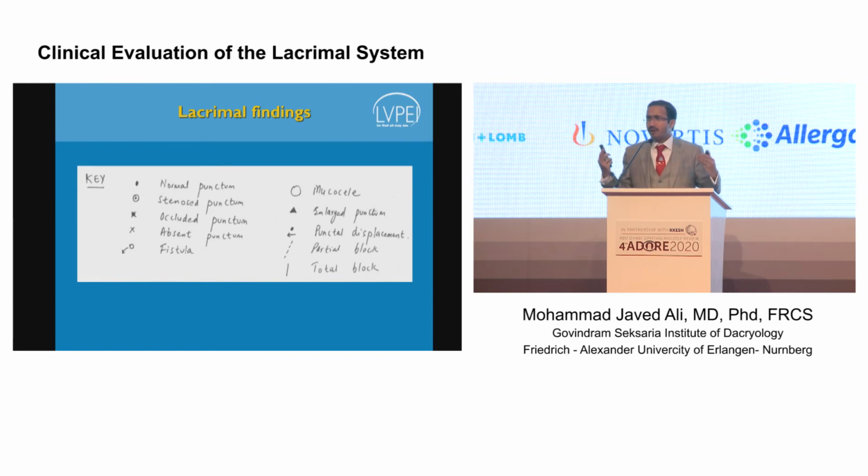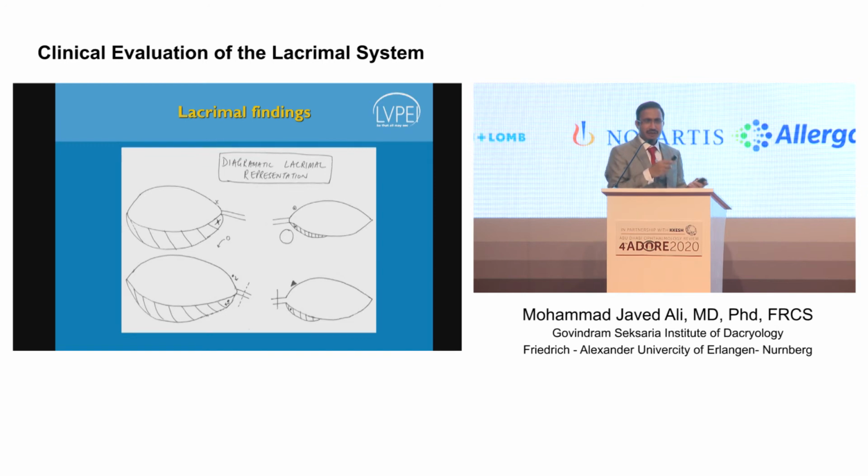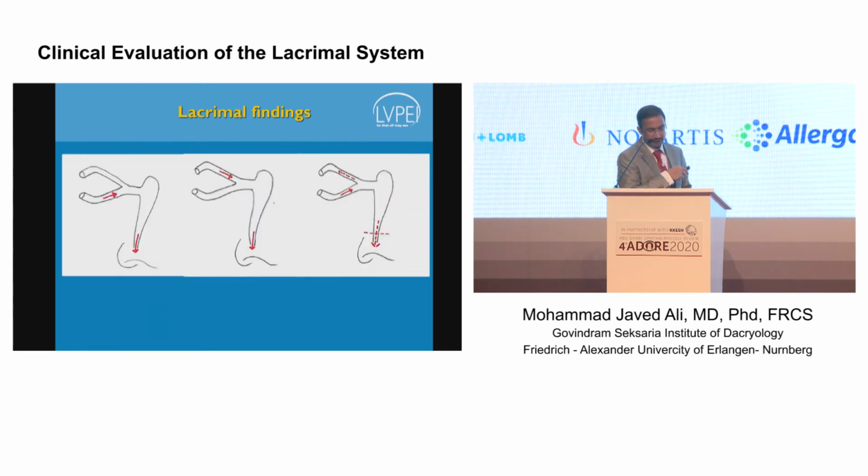Now, like we have cornea and retina diagrams, there are well-known lacrimal findings. This is how you would depict a lacrimal finding. If there's a mucocele, whether it's an enlarged punctum, punctal displacement, partial and complete blocks, there are different diagrammatic ways of representing the lacrimal findings. For example, if you see here, this is the irrigation finding, right? This patient, it doesn't go there.